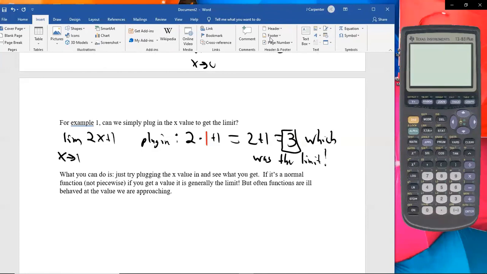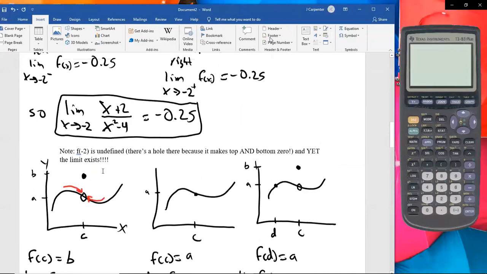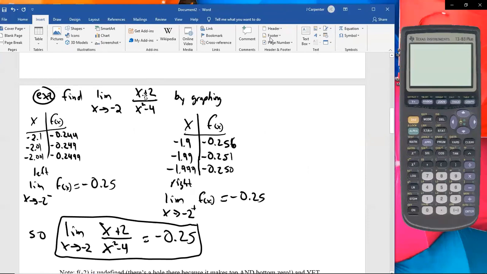So it worked for example 1 pretty well. But if you just plug in negative 2 into this one right here, x plus 2 over x squared minus 4, the top, negative 2 plus 2 is 0, the bottom, negative 2 squared is 4, 4 minus 4 is 0, and you get 0 over 0, which is known as the indeterminate form. It can vary quite wildly, depending on the degrees of the top and the bottom, multiplicities of zeros, lots of details, but just plugging negative 2 in here doesn't quite work. We'll come back to that problem in a little bit.